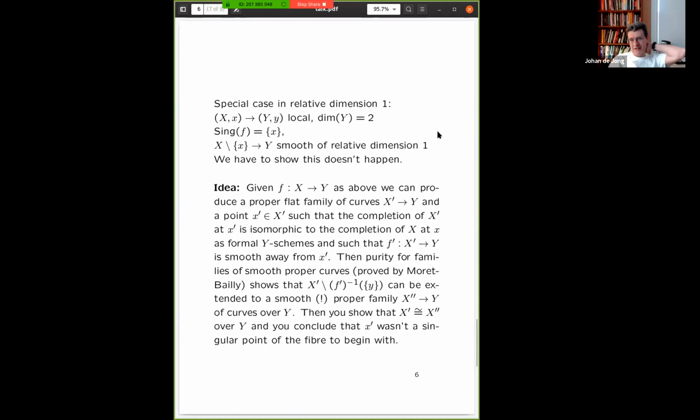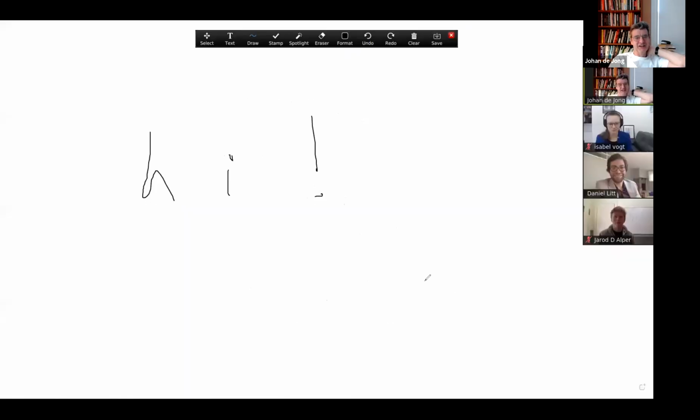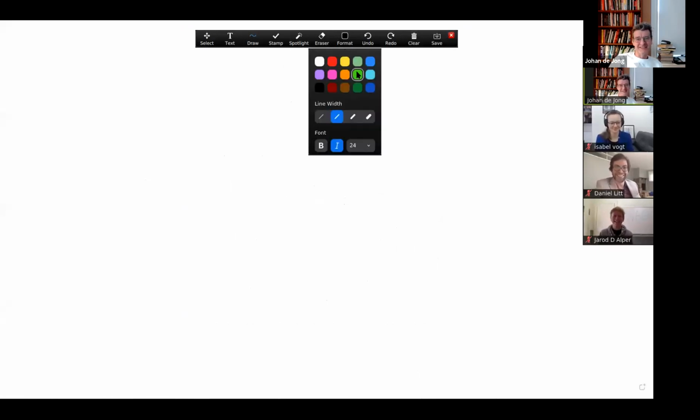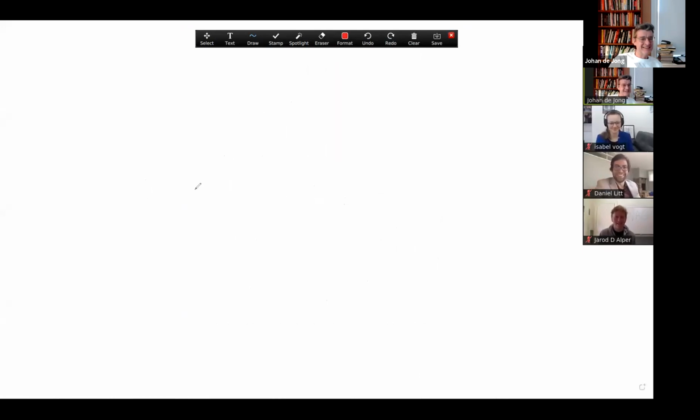So now let me do this trick where I show you a picture. Let's see if I can do this. All right, let's try. Okay, can you see this? All right. So I have some singularity and I have a way of deforming it over a two-dimensional base. Okay, that's a two-dimensional base. And then all the other fibers are smooth and this fiber only has one singularity, but it's local.